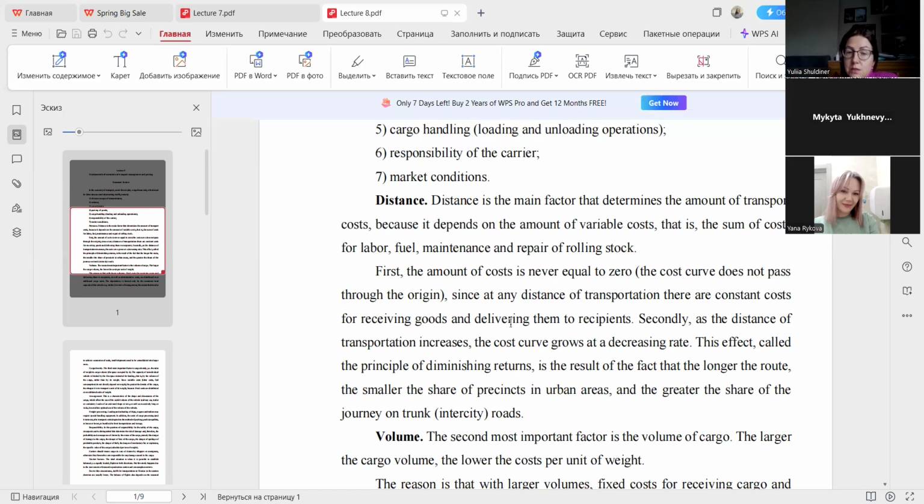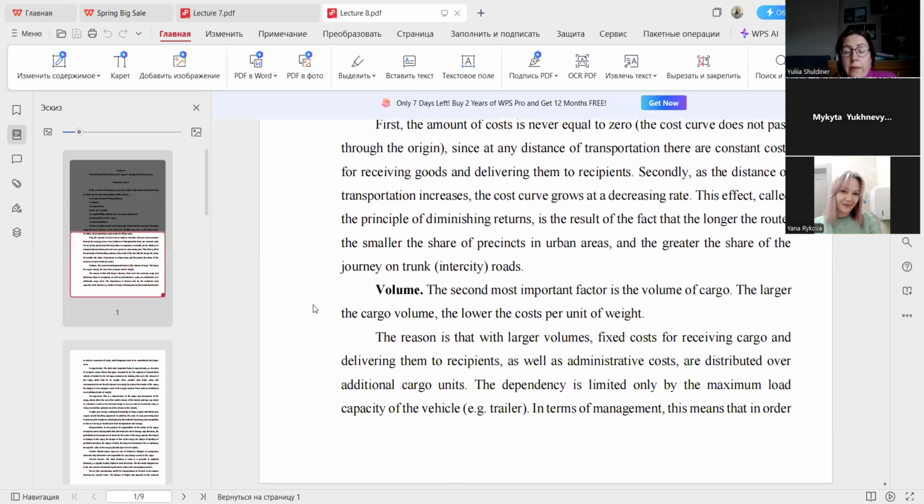Secondly, as the distance of transportation increases, the cost grows at a decreasing rate. This effect, called the principle of diminishing returns, is a result of the fact that the larger the distance, the smaller the share of travel in urban areas and the greater the share of the journey on trunk intercity roads.